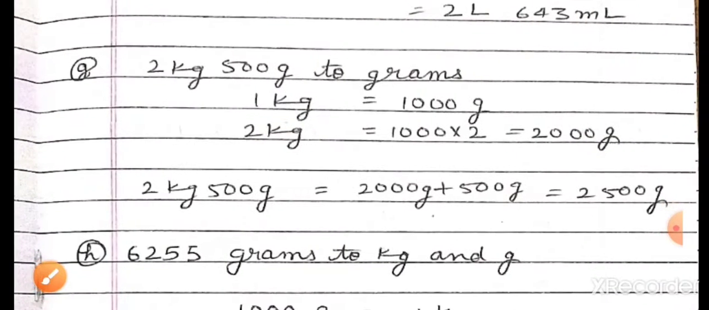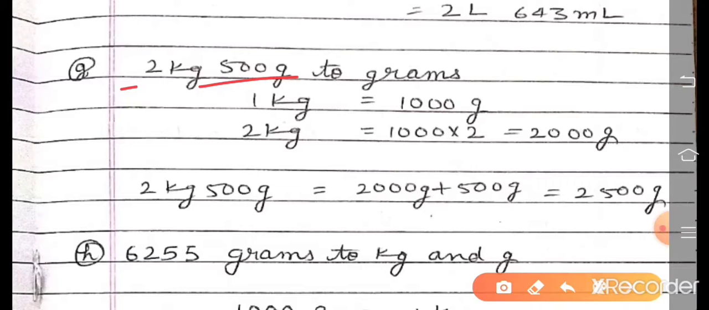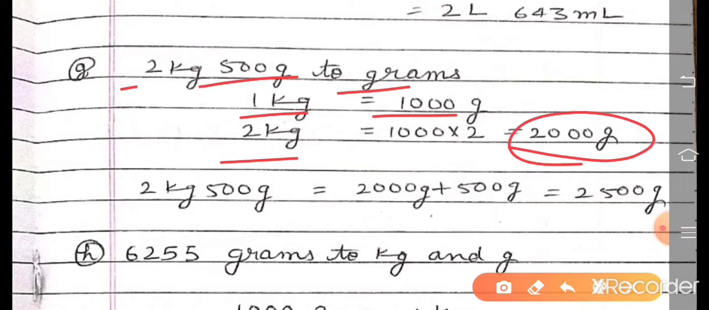Okay. Now 2 kg 500 gram to grams. 1 kg equal to 1000 gram, 2 kg equal to 2000 gram. 2 kg 500 gram equal to 2000 gram plus 500 gram, 2500 gram.